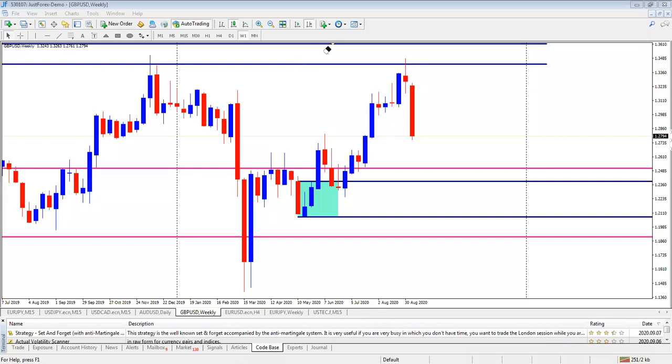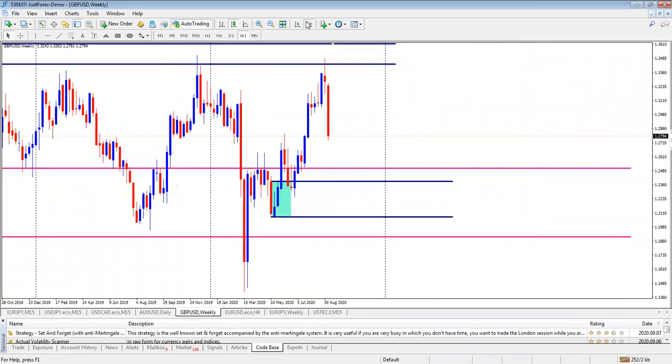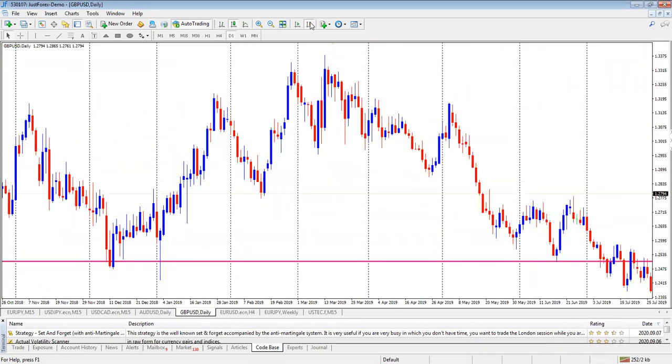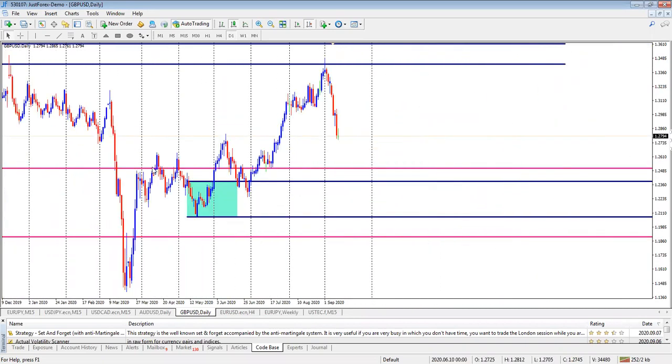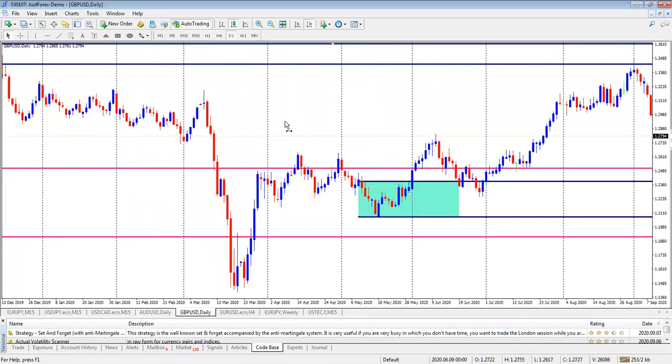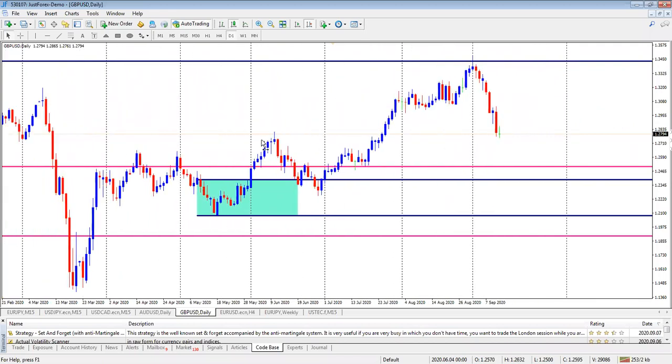So let's move on to the daily and find our last, okay, I will draw until the 4 hour. I'm still following, guys. We are all following.